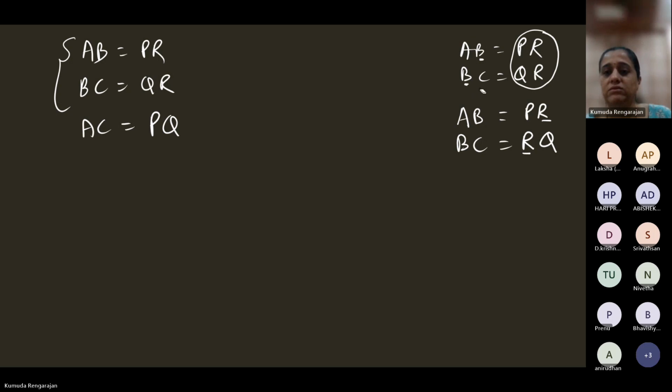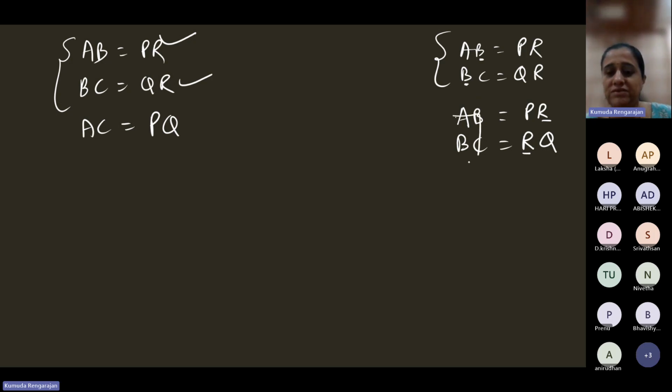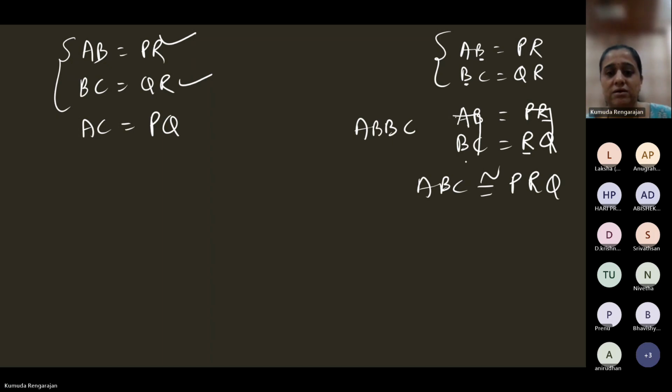Now, so I took up these two equalities. All right. Then I write it in a particular way like this, A, B, B, C, and this is P, R, Q, R. So since R is a common letter, I write it as P, R and R, Q. Now see here, ABC is congruent to P, R, Q. Meaning see here, A, B, B, C, notice, A, B, C, P, R, R, Q, P, R, Q.